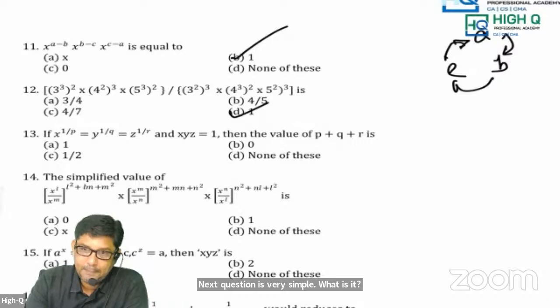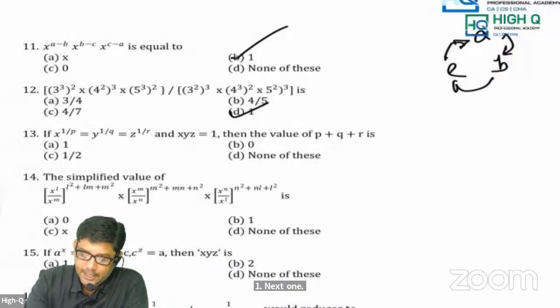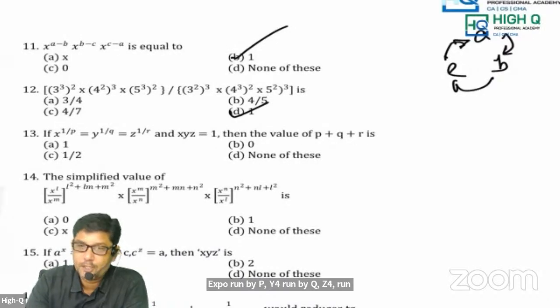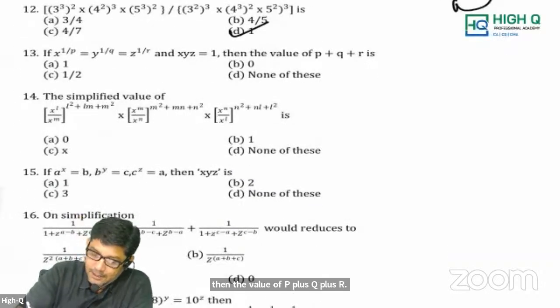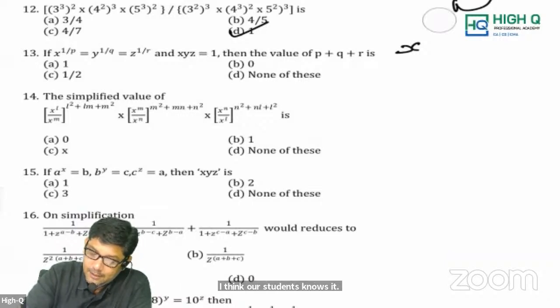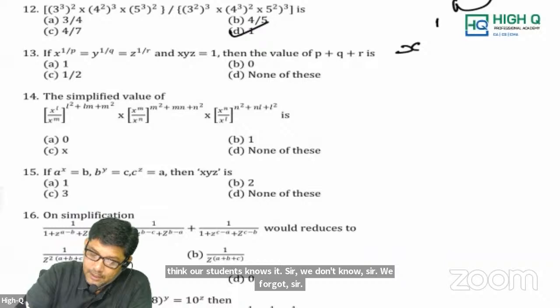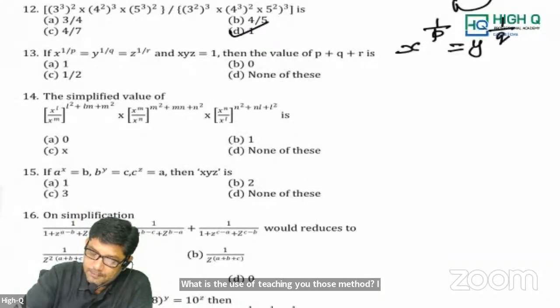X power 1 by P, Y power 1 by Q, Z power 1 by R, and XYZ equal to 1. Then find the value of P plus Q plus R. See, I have a beautiful shortcut for you people. I think our students know it. Sir, we don't know, sir. We forgot, sir. What is the use of teaching you those methods? I don't understand. Look at this method. At least now you listen.